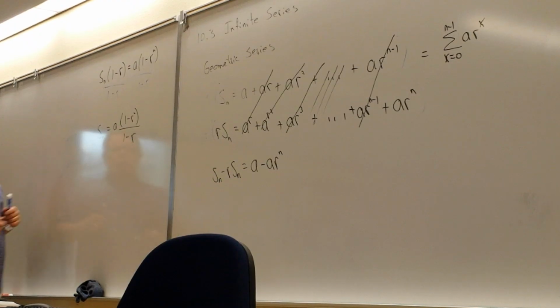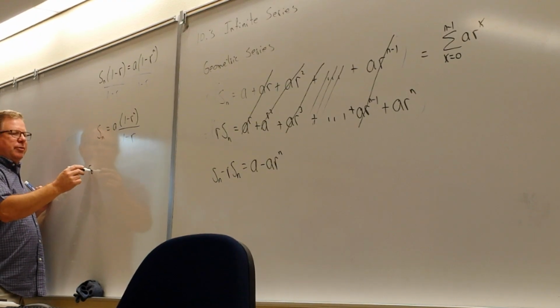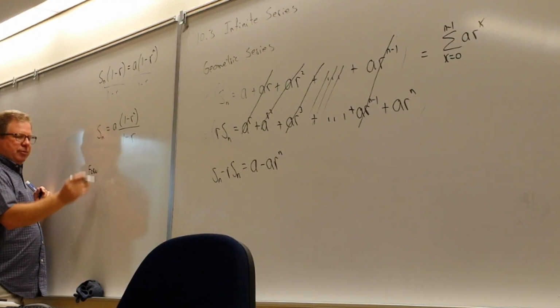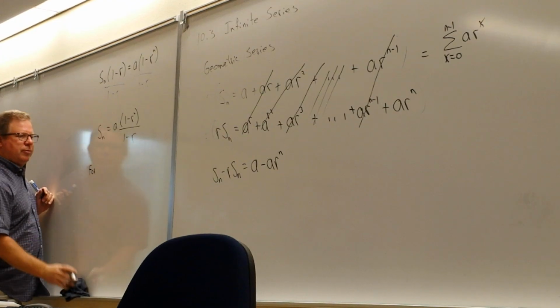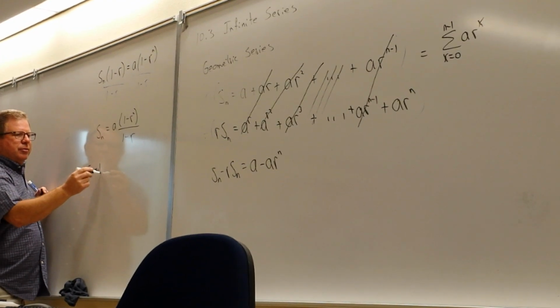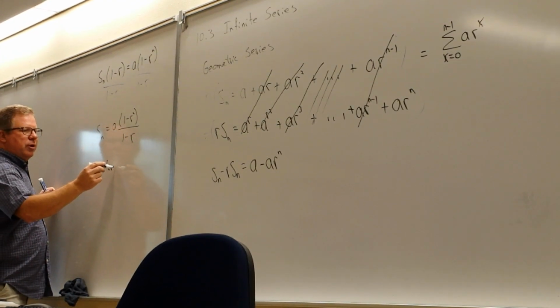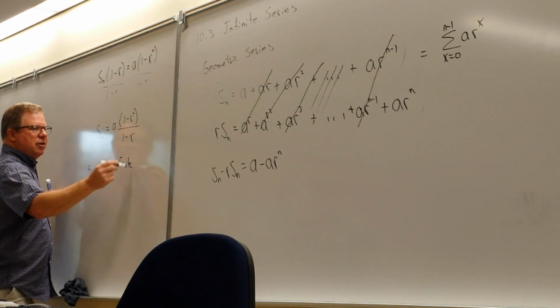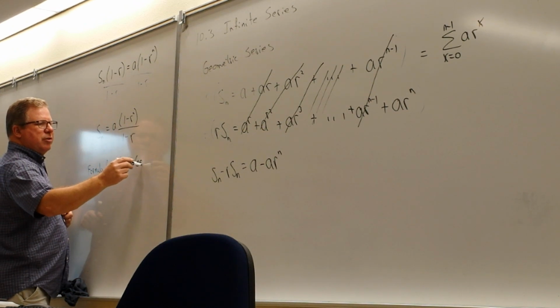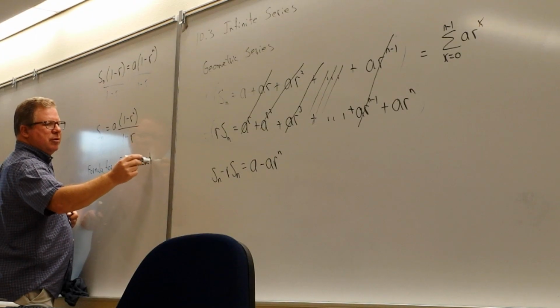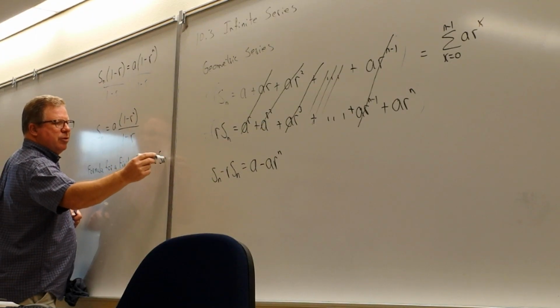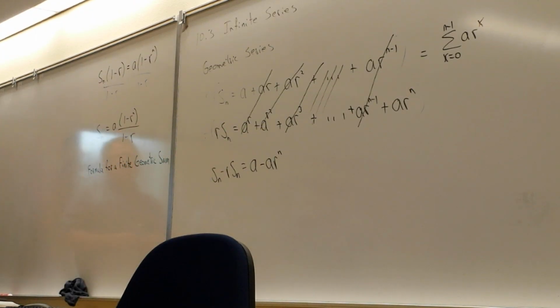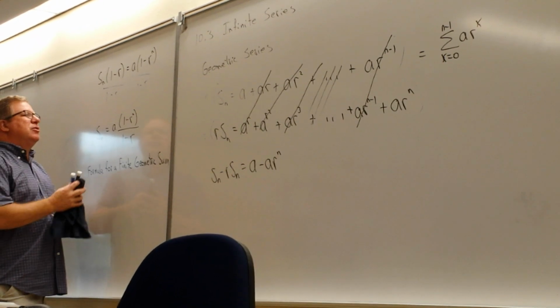This is the formula for a finite geometric sum. So if you want to add up the first 50 terms, this formula will do it. Let me make that a little bit better.